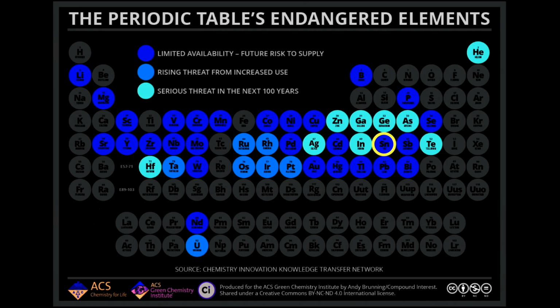The American Chemical Society's endangered element list places tin as, quote, limited availability, future risk to supply, unquote. So we need to keep our eye on this and be sure to recycle our tin. This rating indicates the relative risk to the supply of tin required to maintain our current economy and lifestyle.